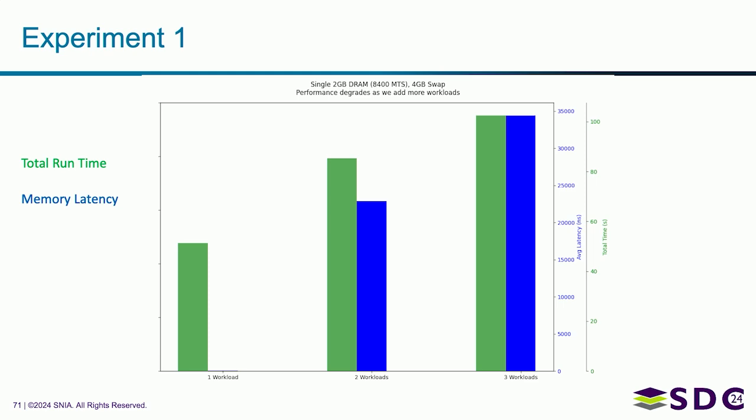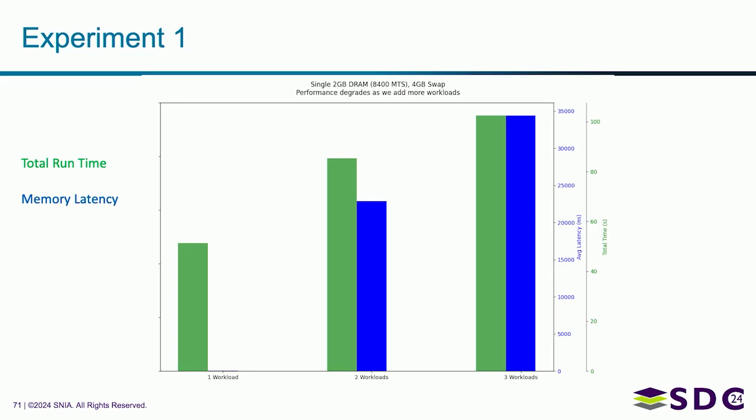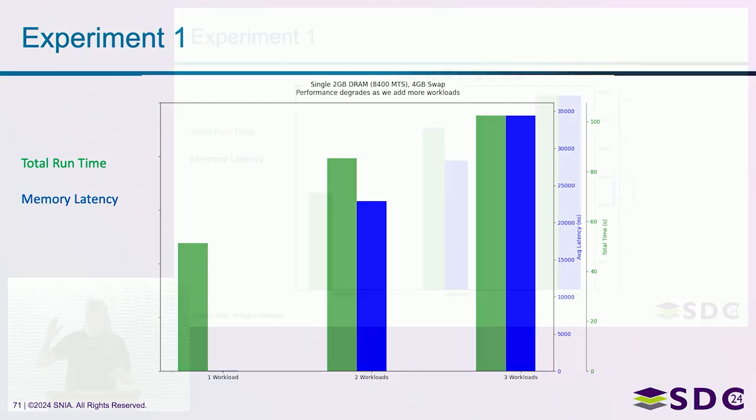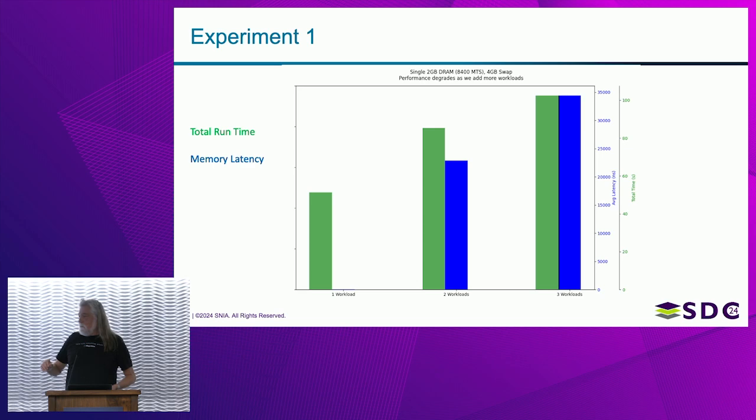And you can see with one application where we're using entirely DRAM, the average latency is undetectable. You can see as we add applications, all the applications take longer to run. And I forgot to mention this, each one of the applications had roughly the same amount of runtime. So if you ran the application start to finish, the runtime would have been the same. And here you can see as we add more applications, the runtime goes up.